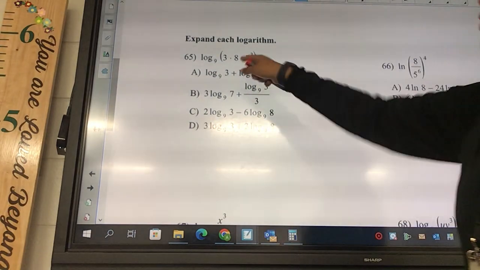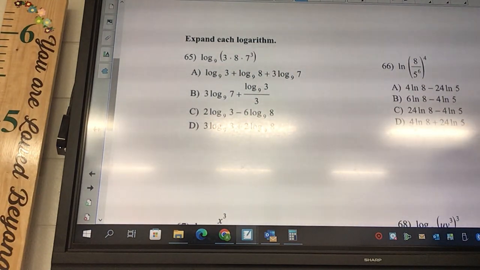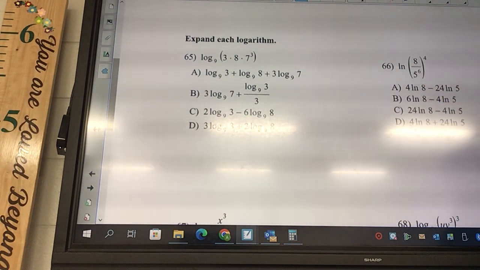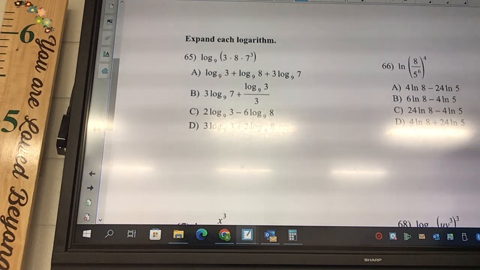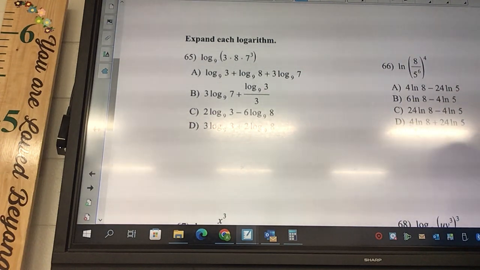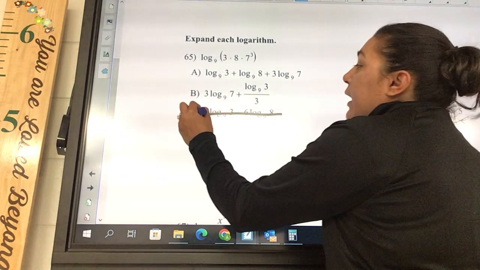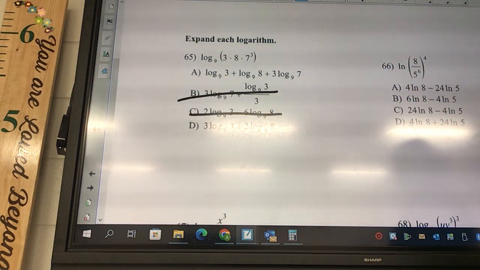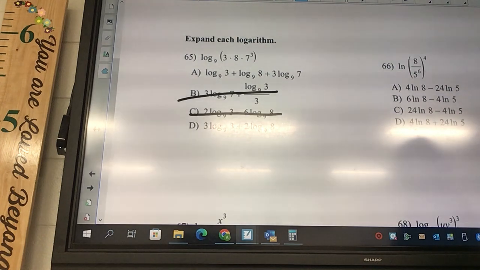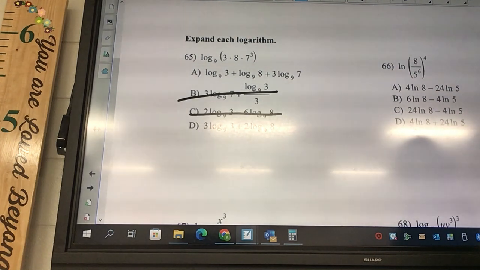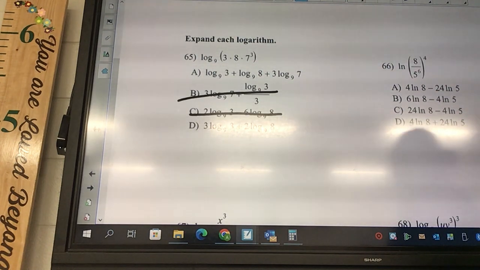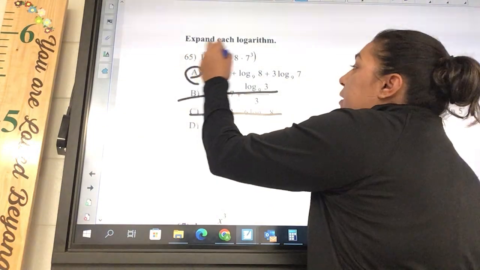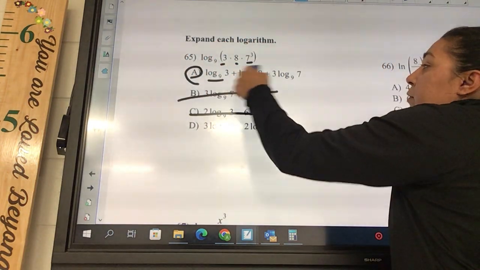Expanding logs. Again, we're dealing with multiplication. What goes with multiplication? Addition. So what can we eliminate? C for sure, and B, because that also has division in it. Okay, now, just look at them. What's going to go with what? A is the answer. Okay, so this has 3 pieces, 1, 2, 3, and this has 1, 2, 3 logs.